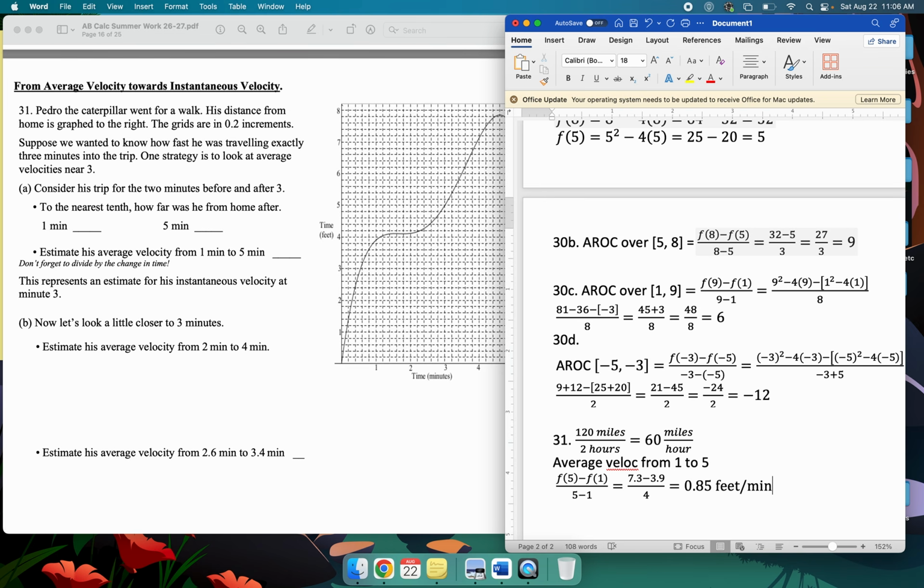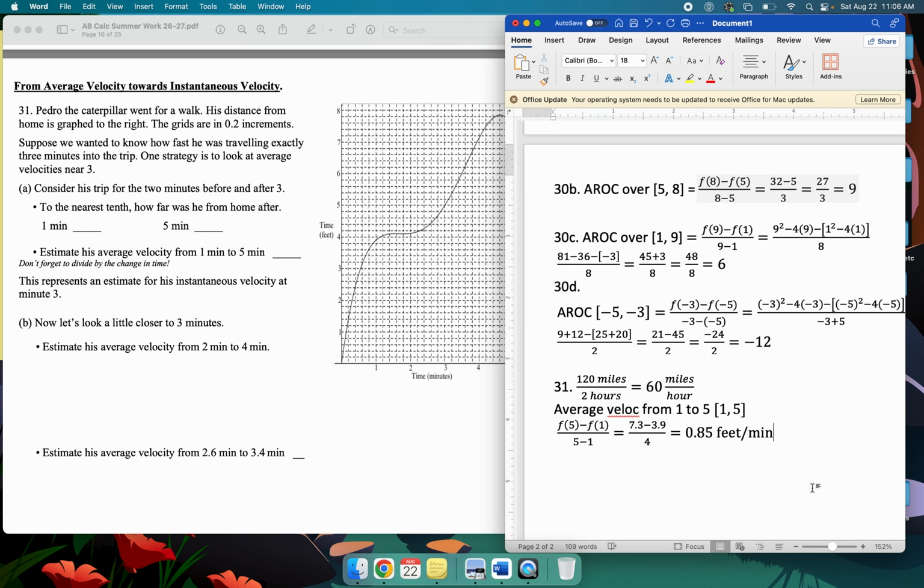The idea that you should have in mind is that this interval, 1 to 5, is an interval of time containing 3 minutes. Time 3 is smack dab in the middle of that time interval. The idea we want to convey is that if you compute the average rate of change over an interval containing 3 minutes, what you get is an estimation of the instantaneous velocity at 3 minutes. The other idea is that the smaller you make this interval, the better the approximation becomes.